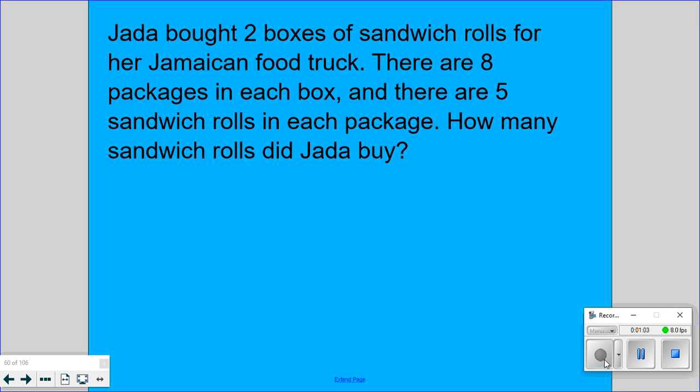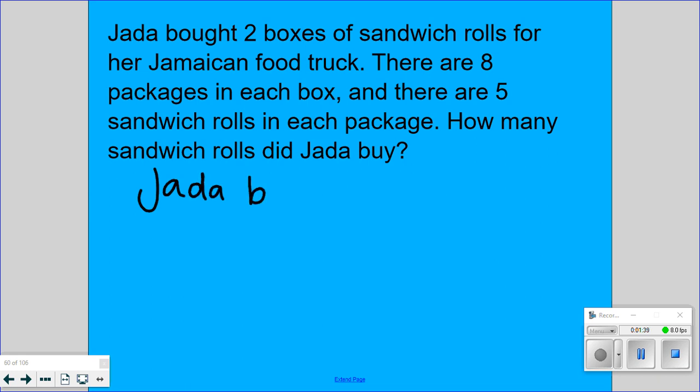I'm trying to figure out what could be my answer sentence. So lots of people writing, lots of options. Zach, what'd you come up with? Jada bought like Jamaican rolls. Sandwich rolls. Make sure it says sandwich rolls. That's our unit. That will work. Anyone say anything slightly different? Rylan? Jada bought like sandwich. That'll work. Evelyn? Jada bought sandwich rolls.